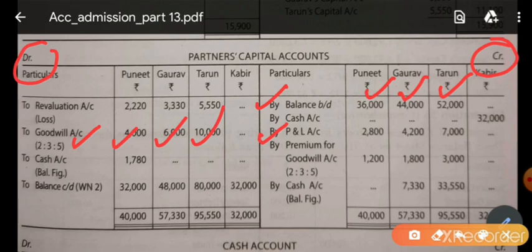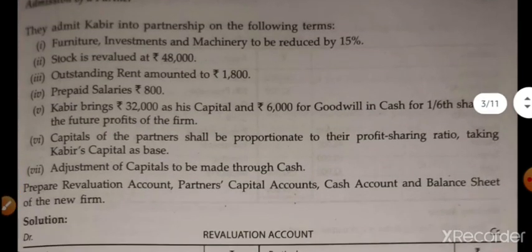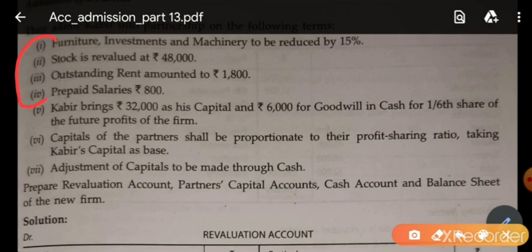Now we will see what other points are given in the question. They admit Kabir. Points number 1, 2, 3 and 4 are related to revaluation. We will not be discussing the revaluation account in every illustration. In case any student has a problem in any of the points, you can message me stating the illustration number so that it can be cleared. These 4 points of revaluation are very easy, and we have already discussed the revaluation account. Now point number 5: Kabir brings 32 as capital and 6 for goodwill in cash for 1/6th share.